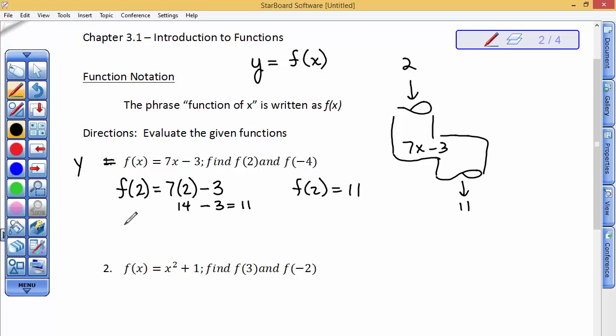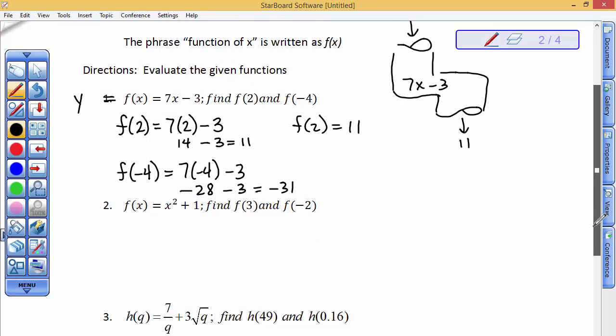Same equation, if I ask you to find f of a negative 4, I'm asking you to go into this equation and take 7 times a negative 4 and then subtract 3. So this is a negative 28, and then I want you to subtract 3. Gives me an output of a negative 31. It gets a little harder depending on if the function is linear or not, which that one was.